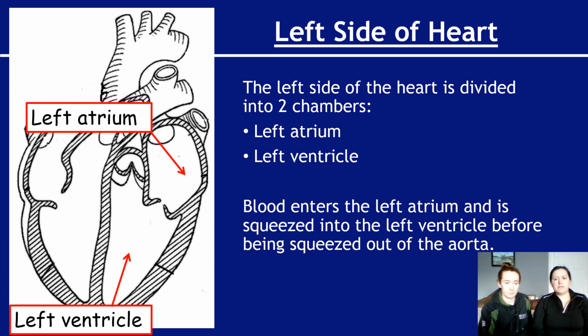Okay, the left side of the heart is divided into two chambers as well. We've got the left atrium and the left ventricle. And again, we can remember that the ventricle looks kind of V-shaped, okay? So you should be getting the hang of this, having seen the right atrium and right ventricle. So what happens here is blood enters the left atrium up at the top from the pulmonary vein, gets squeezed from the atrium into the ventricle, and then the ventricle will squeeze blood up out of the aorta at high pressure.